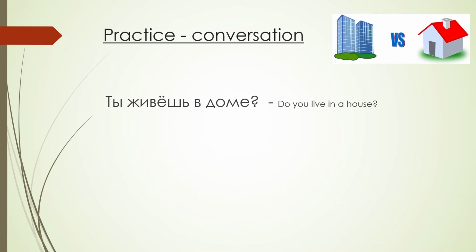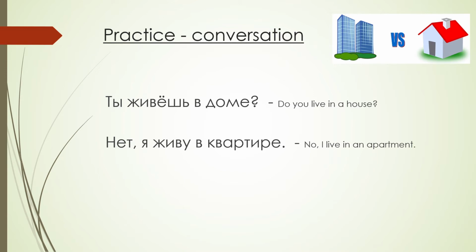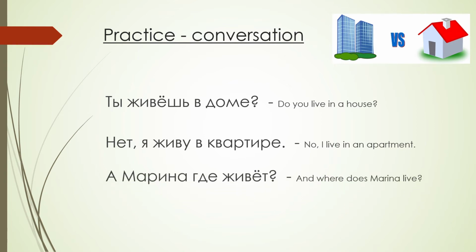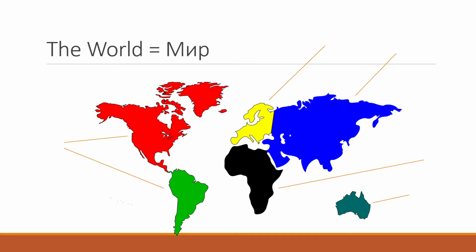So the question, ты живешь в доме? Do you live in a house? Нет, я живу в квартире. No, I live in an apartment. So house and apartment are in that prepositional case. А Марина где живет? And where does Marina live? Она живет в доме. She lives in a house. So now you can say if you live in a house or in an apartment.